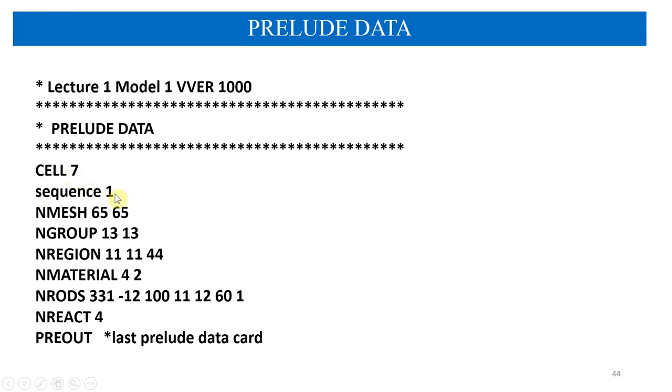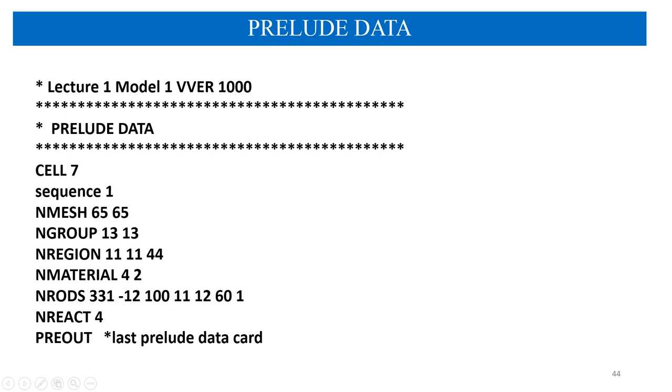So in the cell region here, we use the cluster option, which consists of annuli and arrays and subroots. And sequence one means I will solve it using the SN method. In the manual also, you can find different numbers for this. Sequence two will be the collision probability method. And sequence three, here we choose the SN method.